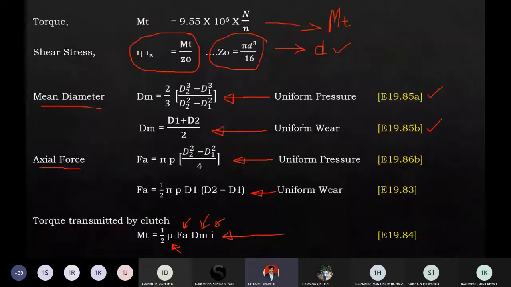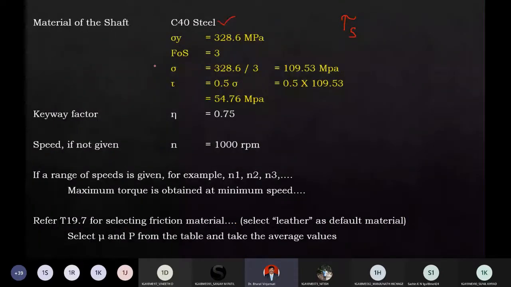Assume the shaft is made of carbon steel C40, having a yield stress of 328 megapascals with a factor of safety of 3. Once you have assumed this, sigma, the normal design stress, will be equal to 328.6 by 3. I'll get the value of 109.53 megapascals. Then tau is always 0.5 times sigma, so 0.5 multiplied by 109.53 gives 54.76 megapascals. This 54.76 is nothing but your tau s.